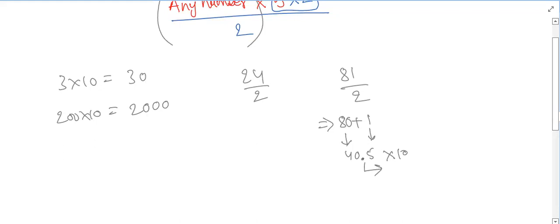So anytime when you are multiplying by 10, our decimal point moves towards the right side. Decimal place shifted 1 position to the right. 40.5 into 10 will be 405.